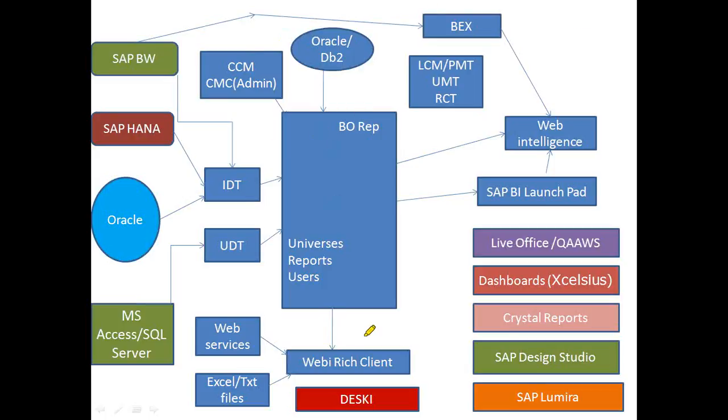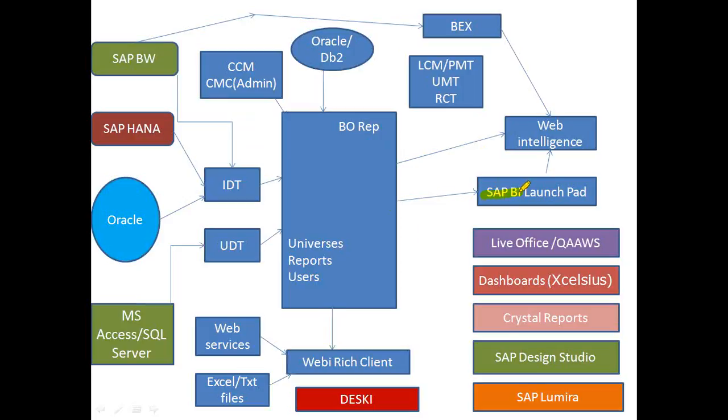You can see the component-wise business objects architecture. The server architecture is different, and the component-wise architecture is different. The server architecture we'll discuss in the administration part later, and this is the component-wise architecture. So for each tool, what is related to the different components, you will understand easily by looking at this screen.